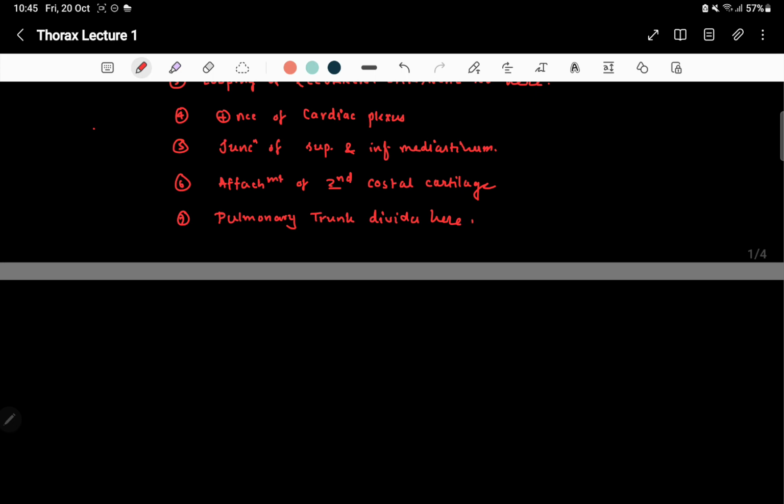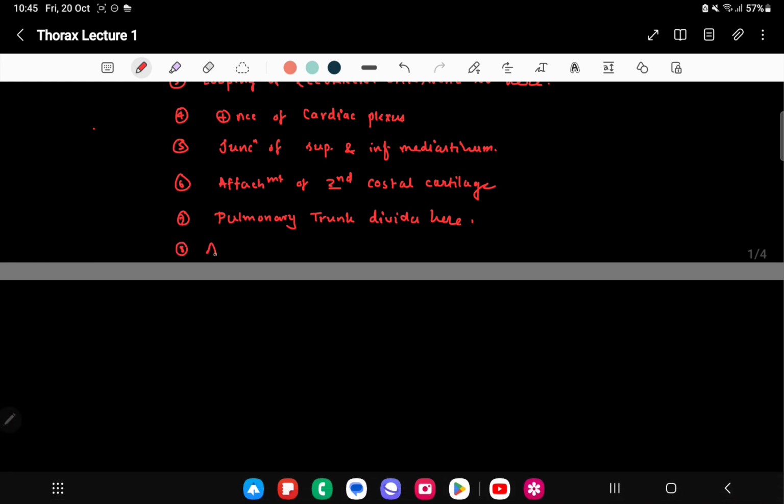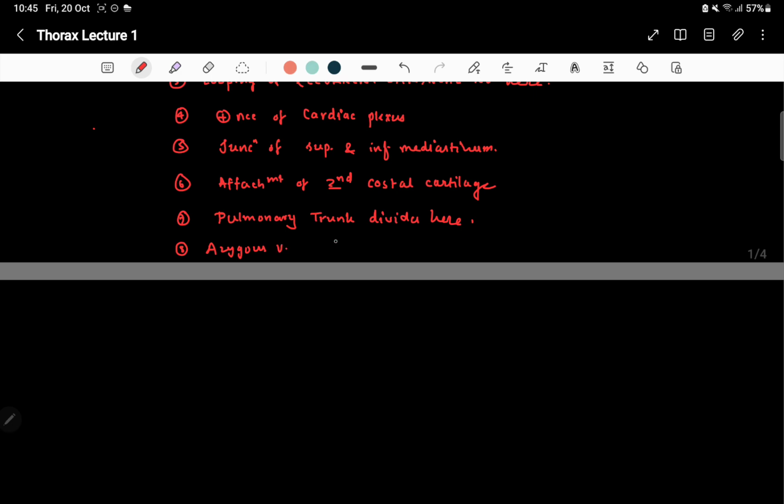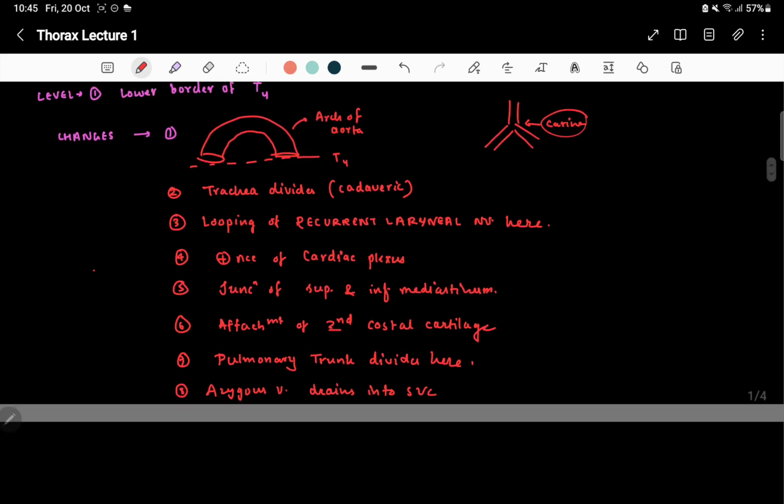Okay. And your azygos vein present at this level drains into your superior vena cava. And your thoracic duct also, many changes are there. Your thoracic duct deviates to the left at this level. Okay, the thoracic duct deviates to the left at this level. Understood?